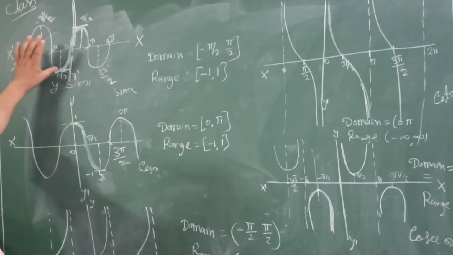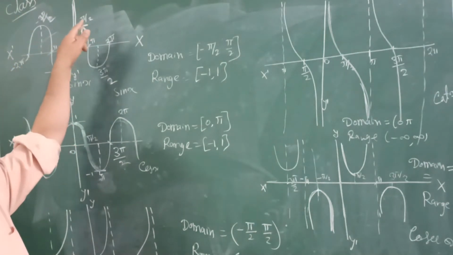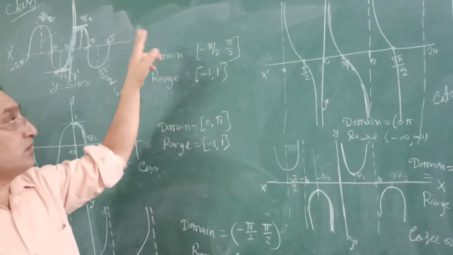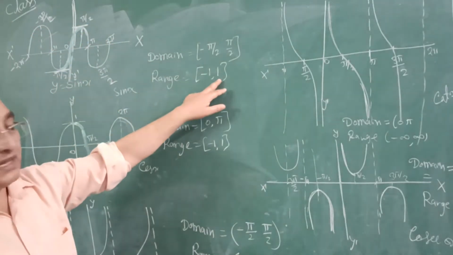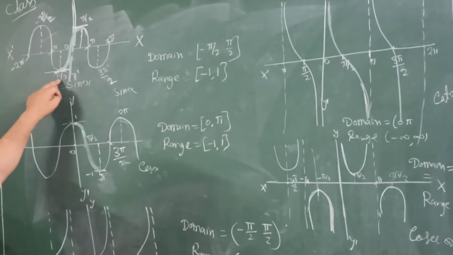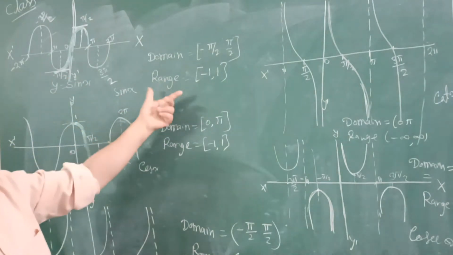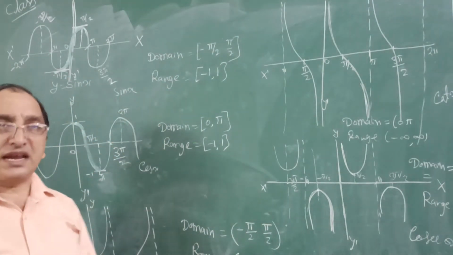And we know that at 90 degree, sin 90 equals 1, so the maximum value will be 1, and the minimum value at minus 90 degree will be minus 1. It means this is the range of the sine graph.